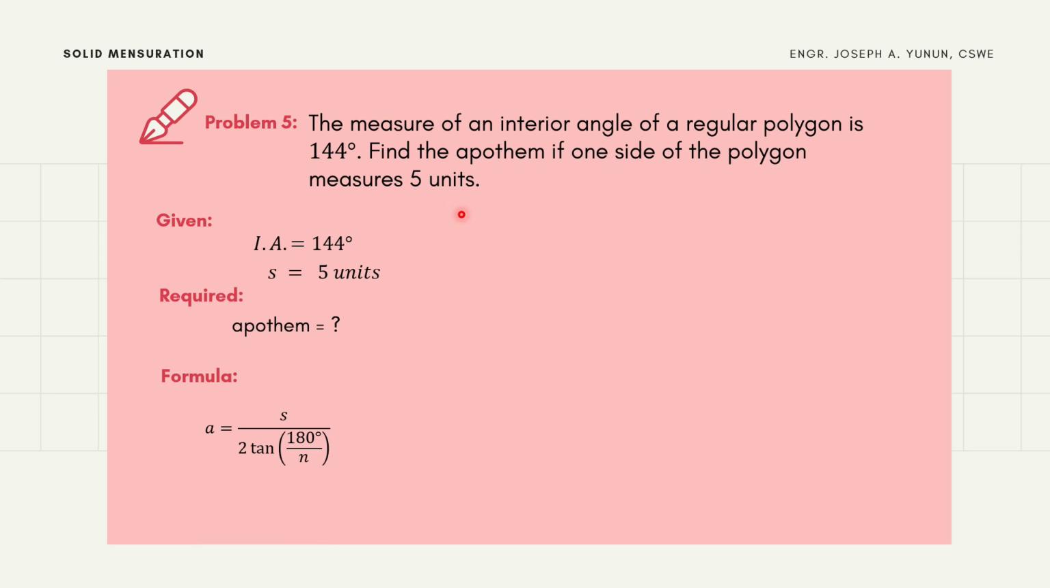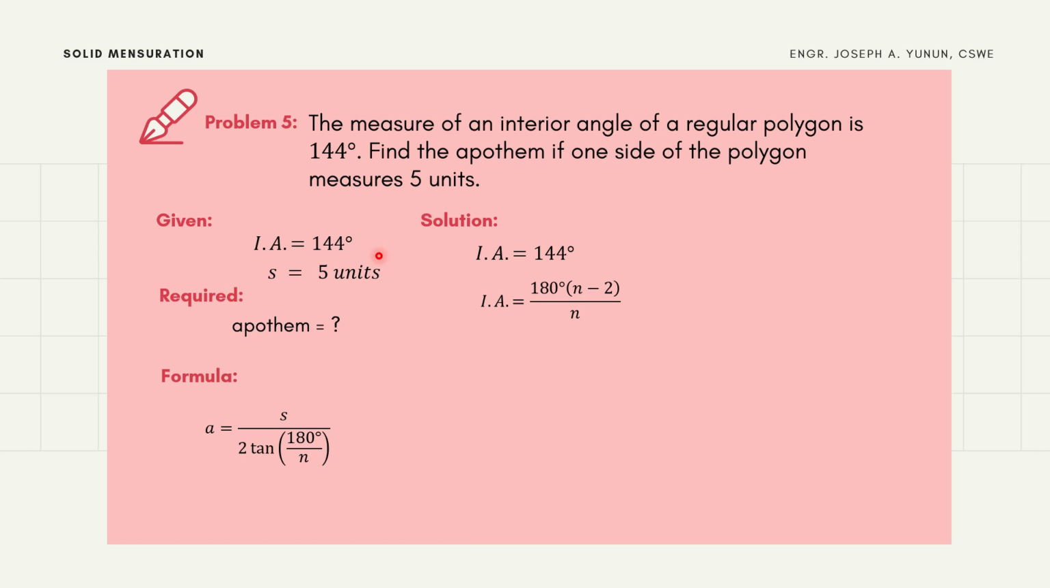You have the formula for the apothem, which is this one: the length of one side, which is given, over 2 tangent of 180 degrees over n. We don't have n, the number of sides, and we don't know the name of the regular polygon. So which among those two givens has a formula? Of course, the interior angle. So for the solution, using the formula for the interior angle, based on the given 144 degrees, you have this formula.